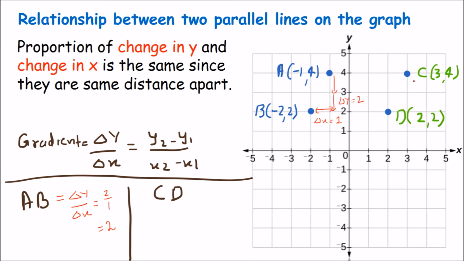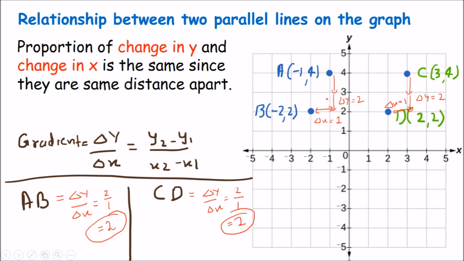What about CD? So the gradient of CD will be change in y divided by change in x. So how much is change in y? Change in y is the same as for AB, which is change in y equal to 2, and change in x is equal to 1. So the gradient of points C and D will be change in y, which is 2, divided by change in x, which is 1, which will give the value of 2. So the gradient of points C and D will be 2.